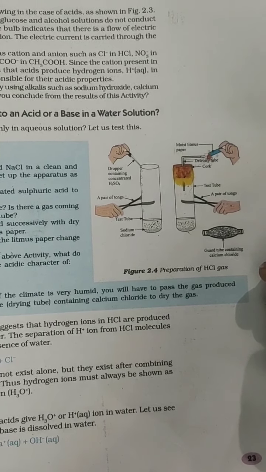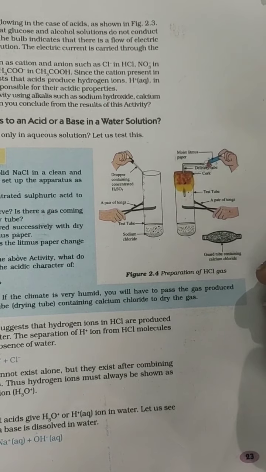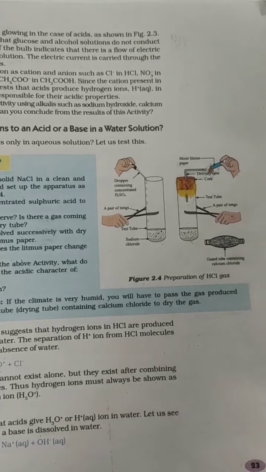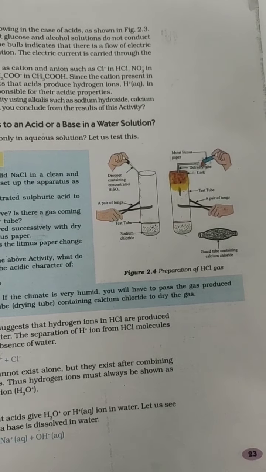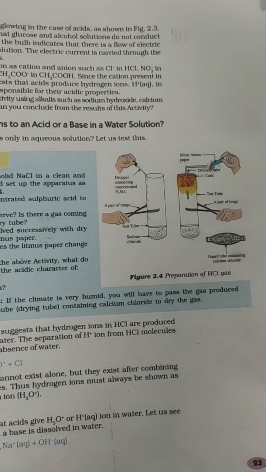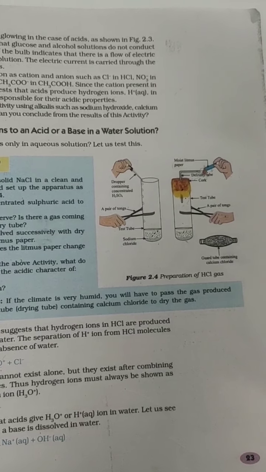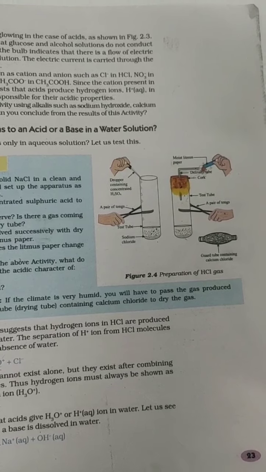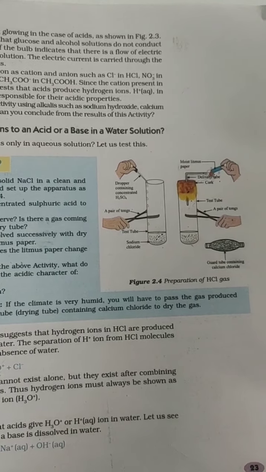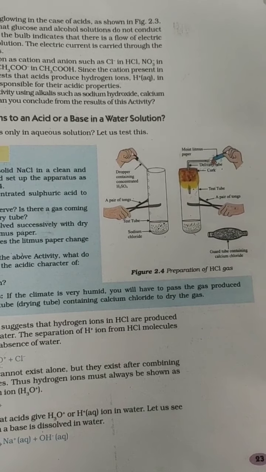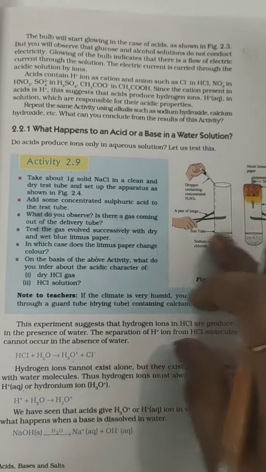This happens due to the release of H+ ion, because as soon as dry HCl gas mixes with the damp litmus paper, the water moisture present in the litmus strip will react with the dry HCl gas, and the hydrogen ion will be formed, due to which it will show an acidic behavior and the color of the litmus strip will change. So this is about this activity.